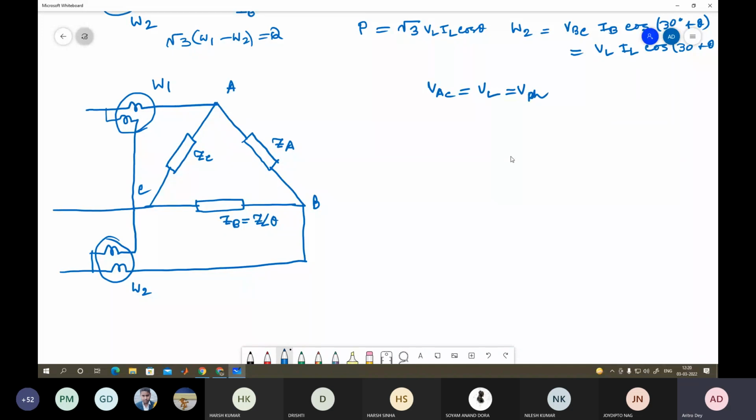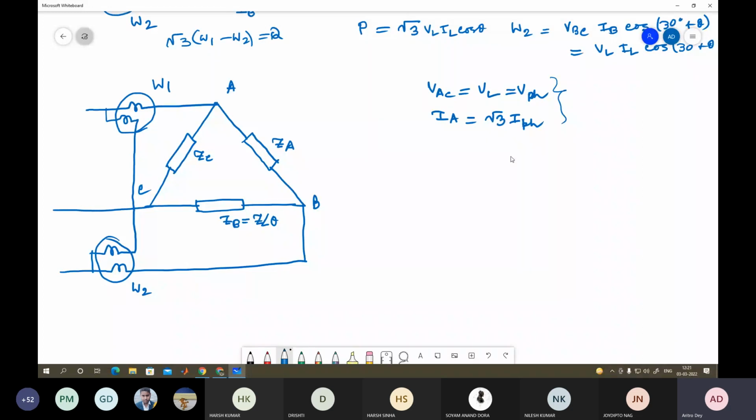Now come, what is your current? Current is equal to, for wattmeter 1, it is IA. So IA is equal to what? It will come out to be root 3 into I phase, isn't it? If it is a balanced load, right? So now these are the two relations which we need to keep in our mind.